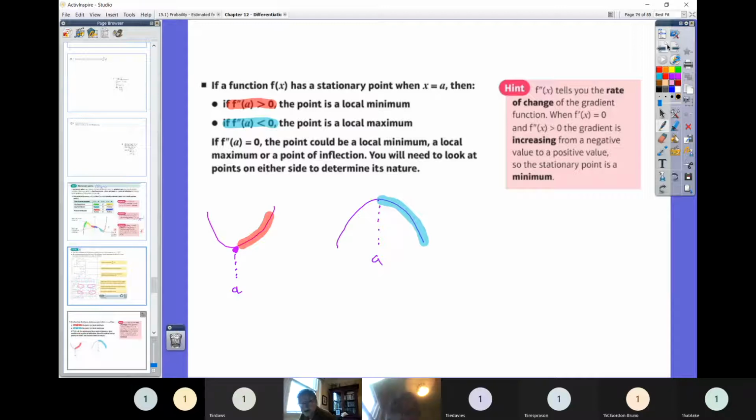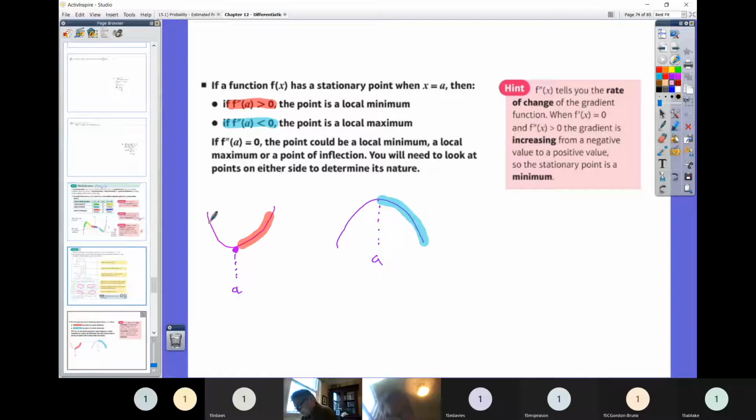So let's think about the one I've highlighted there in red, okay? If when we substitute into the second differential, f double dash a, or d2y dx squared of a, we get a value greater than 0, then it is a local minimum point. Now what we're saying there is the rate of change is increasing. So just picture that graph on the left.